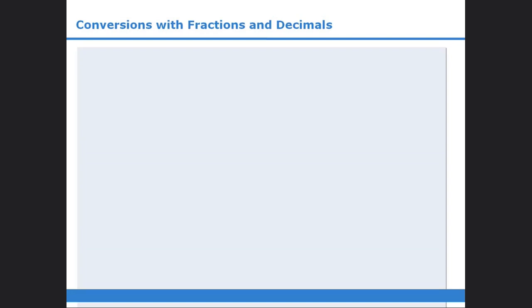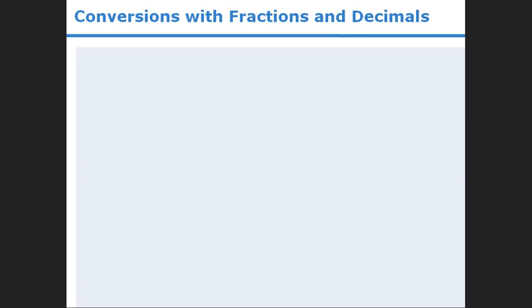In this lesson, we will learn how to convert fractions to decimals and decimals to fractions. We'll begin with converting fractions to decimals. Now, as you may already know, the fraction 1/4 is equal to the decimal 0.25. One way to convert 1/4 to 0.25 is to treat the fraction as division.